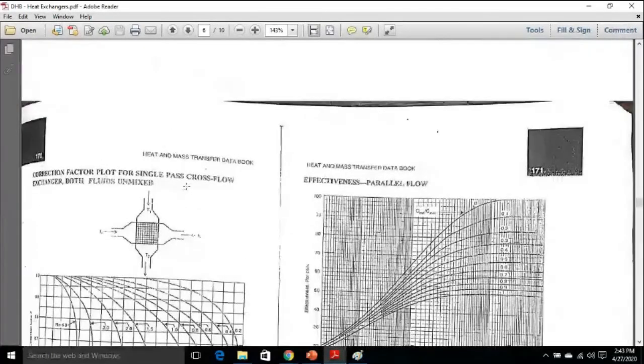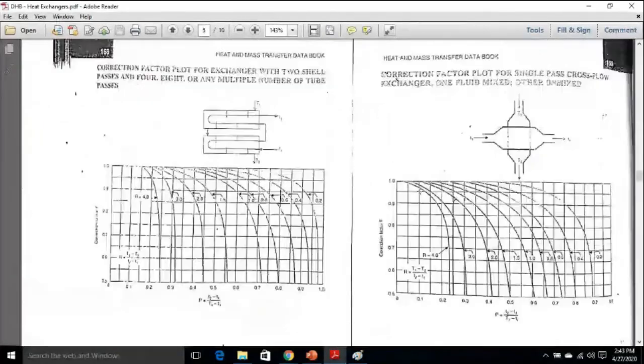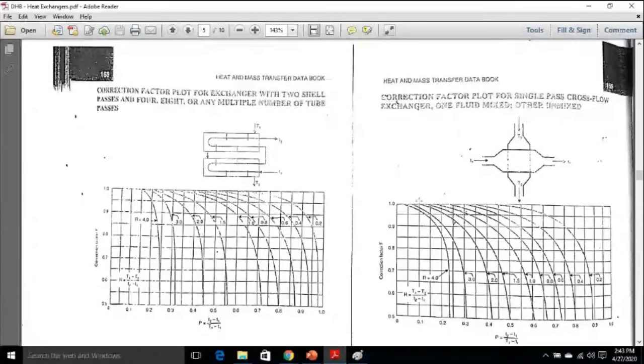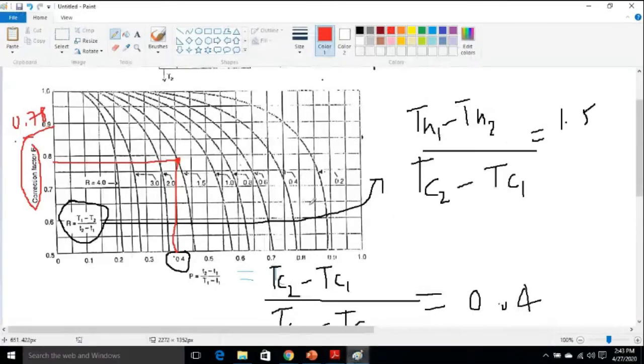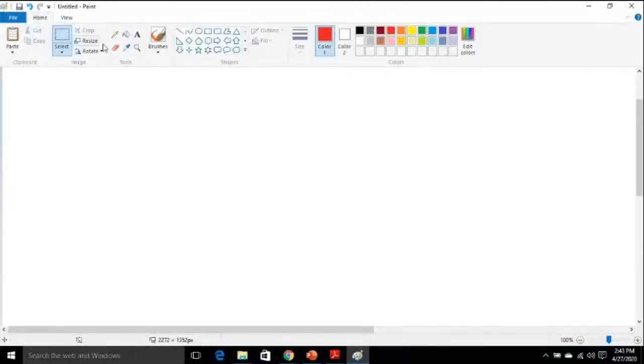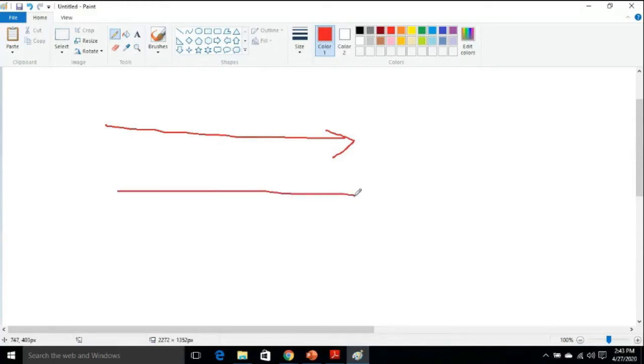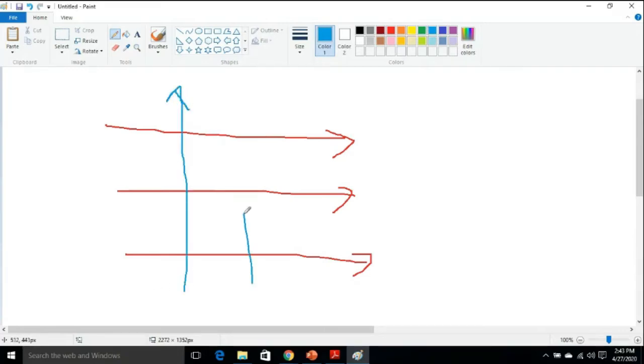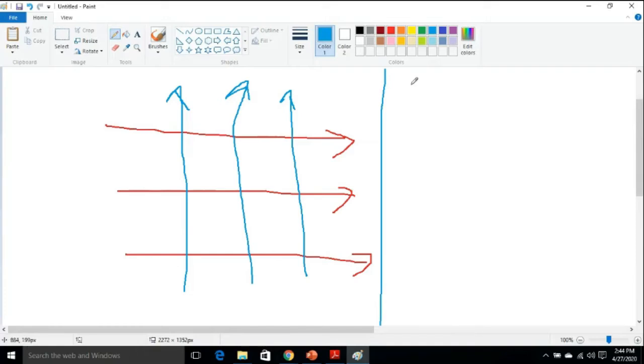Yes, sir. Okay, see, one chart is for mixed stream and the other chart is for unmixed stream. For a cross flow heat exchanger, I'll just go to paint, just a minute. For a cross flow heat exchanger, the flow might take place like this. This is one of the fluids, and the other fluid will be flowing in this direction. So this means this is unmixed stream. Both the streams are flowing properly. Or we can have one more case. One fluid can be flowing like this.